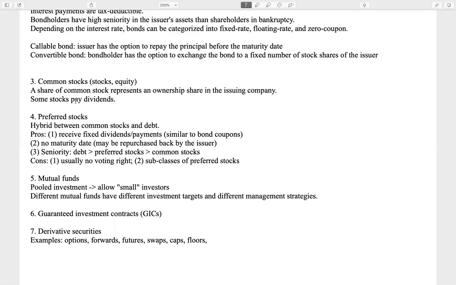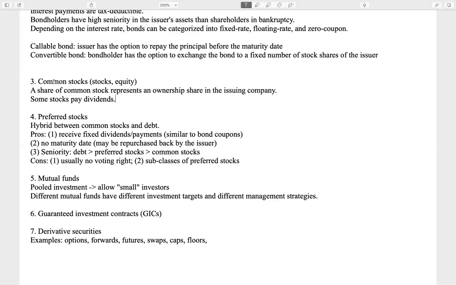Okay, some stocks pay dividends, some don't, right? Some of the stocks I invested in, like Microsoft, Visa, and PayPal, pay dividends. Some don't. 3 and 4 are both stocks. Okay, common stocks are the ones we usually talk about.